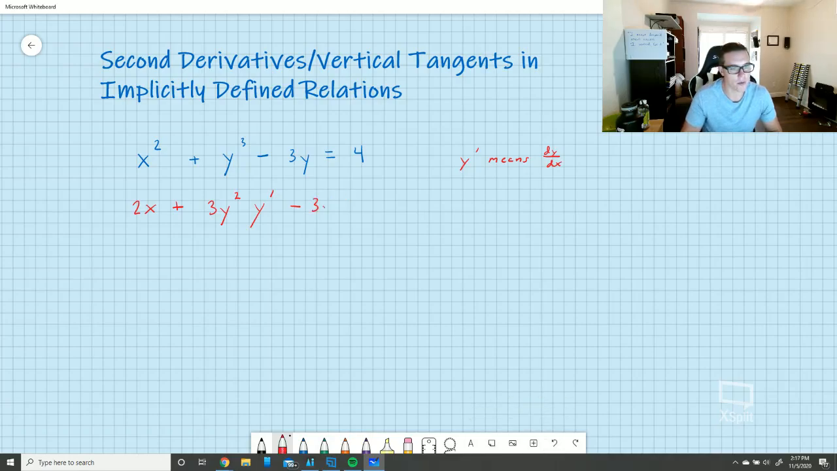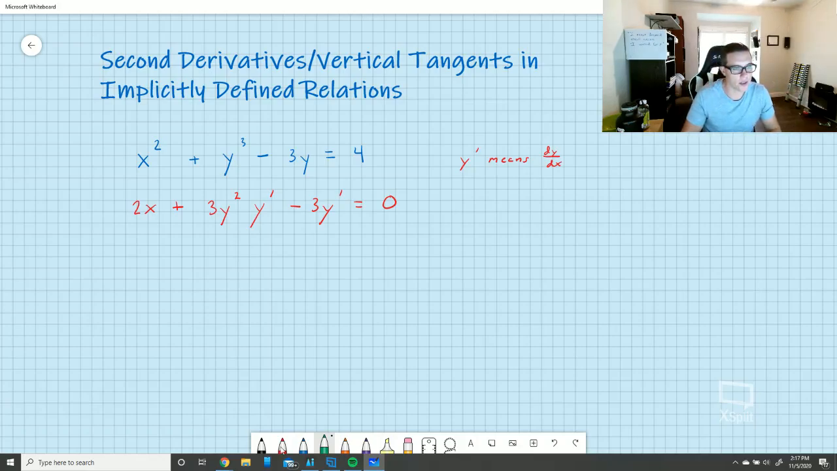So minus 3y prime equals, the derivative of 4 is not 4. The derivative of 4 is 0. Okay, another very common mistake people keep making. The derivative of a constant is 0. The slope of a constant function is 0. There is 0 slope. All right, let's get y prime by itself.